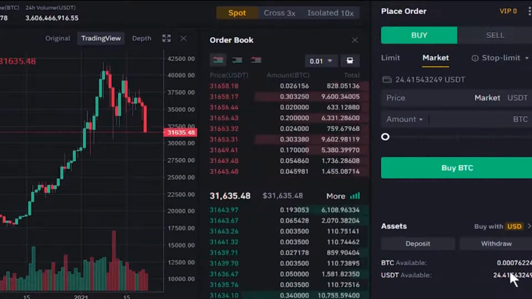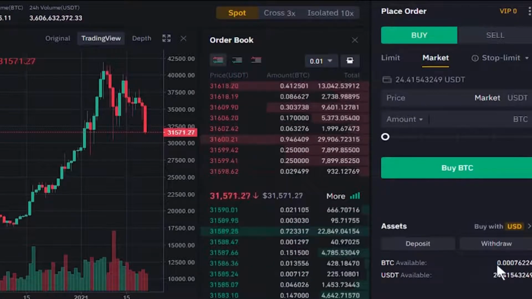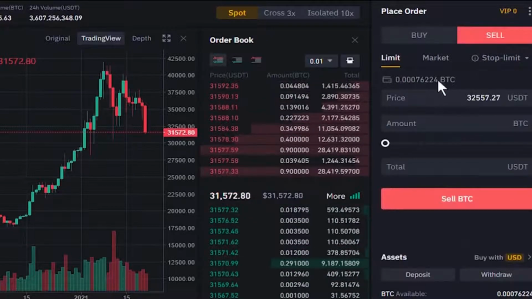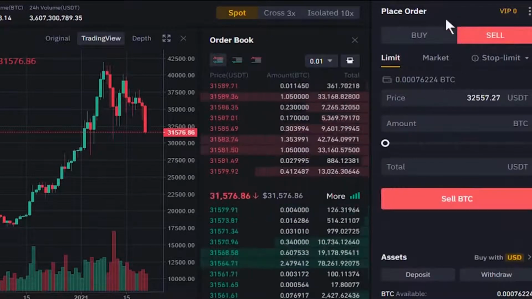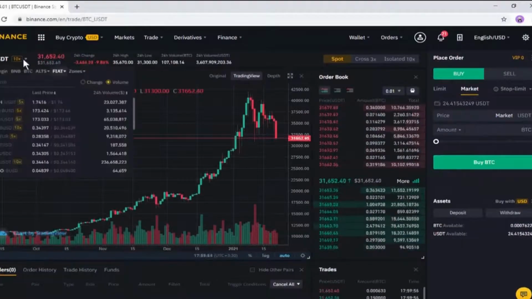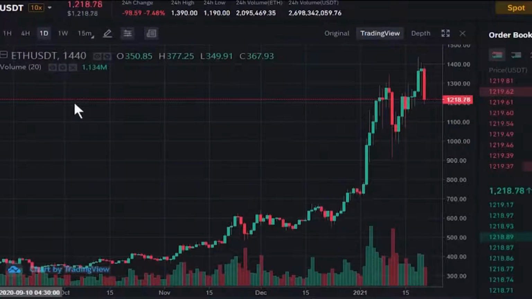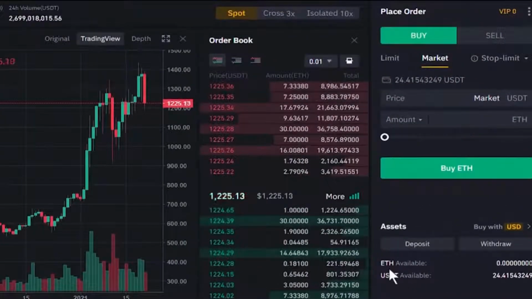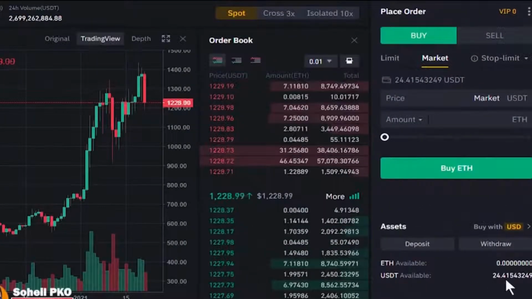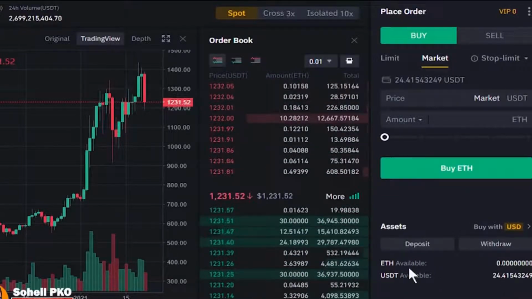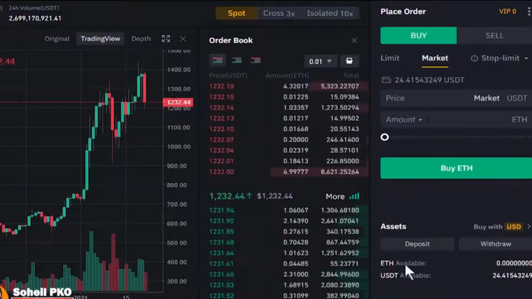Because now we have BTC, we can sell the BTC. If we go to the sell tab, you can see that we have Bitcoin available to sell. For another example, let's buy Ethereum. Here we search Ethereum, ETH, and here it is. We chose ETH to USDT because we have USDT and we want to buy Ethereum with Tether. Here at the bottom in the assets, as you can see, we have 24.4 Tether available to buy Ethereum and no Ethereum available yet.